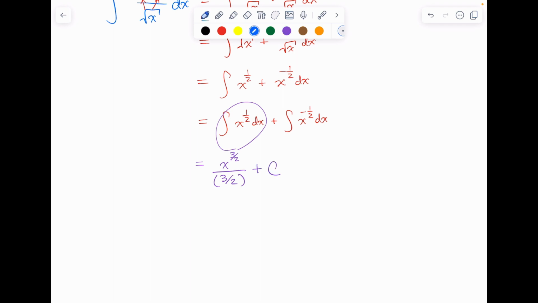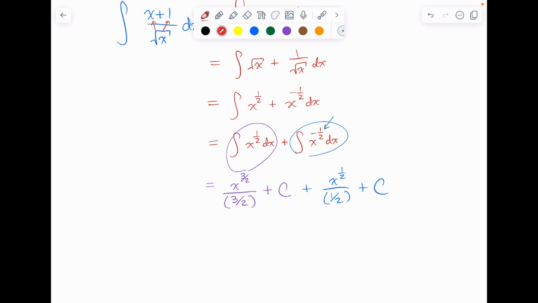All right, now let's do the next one. If n is negative 1/2, then add 1 to it. So we get x to the positive 1/2 now, divided by positive 1/2, plus c.